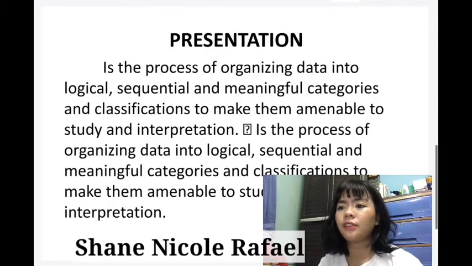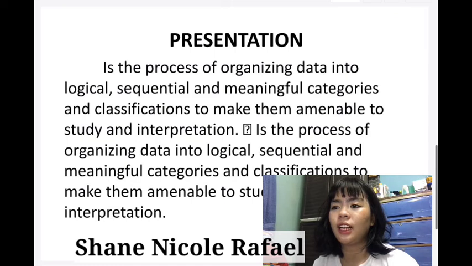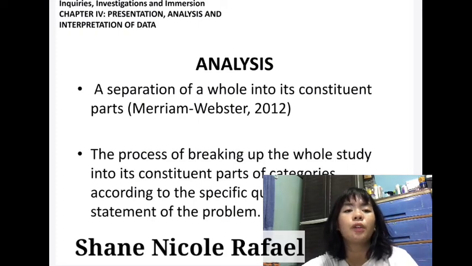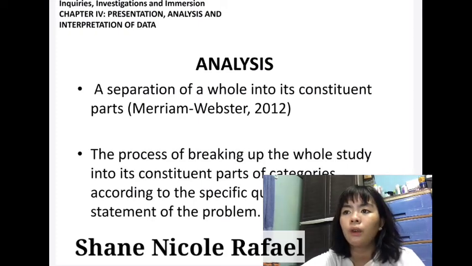Presentation is the process of organizing data into logical, sequential, and meaningful categories and classifications to make them amenable to study and interpretation. Data analysis is a process of transforming data to discover useful information and to form conclusions. We use statistical treatment in this process.